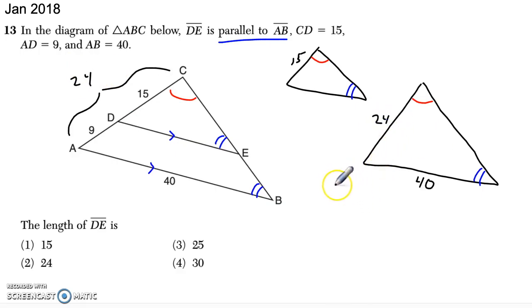And then what else do we know, or what are we looking for? The length of DE is what we want. So DE right here, I'm going to label that X. That is the side of my little triangle. So that's going to be X right there.